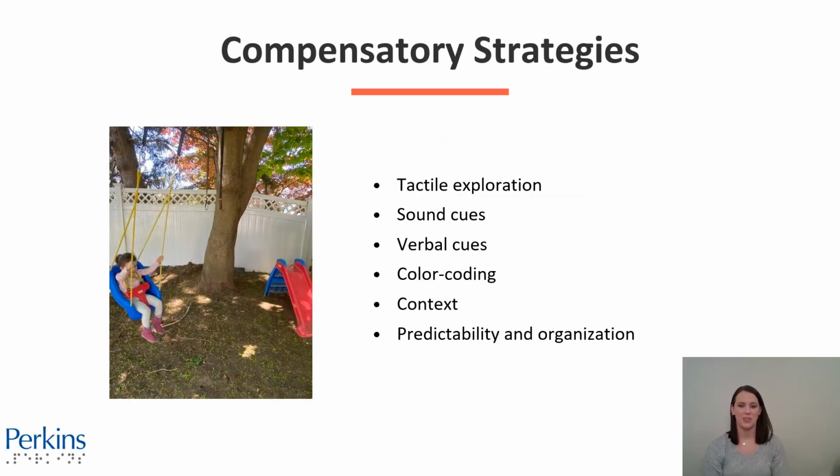There are many compensatory strategies that individuals with CVI might use in order to gain information. Some examples might include tactile exploration, sound cues, verbal cues, color coding, context, or reliance on predictability and organization. On this slide, I have a photograph of a little girl in a blue and red swing, and next to her there's also a blue and red slide. An example of a compensatory strategy in order to access a scene like this might include remembering where the slide is located or where the swing is located in order to find it.